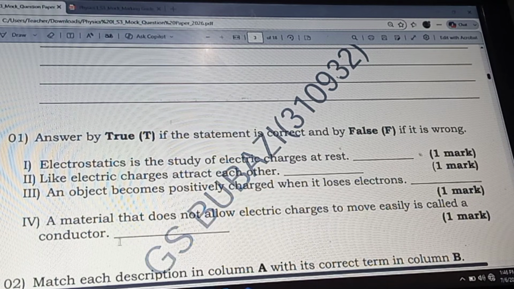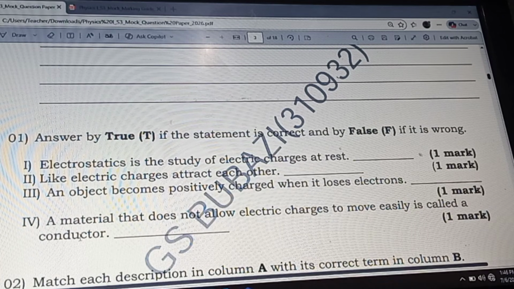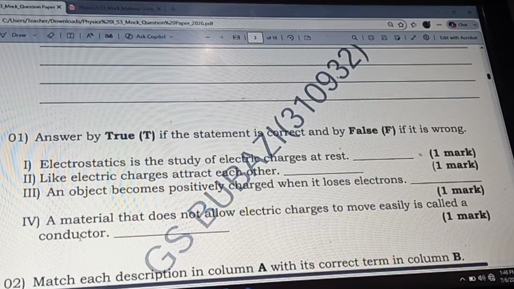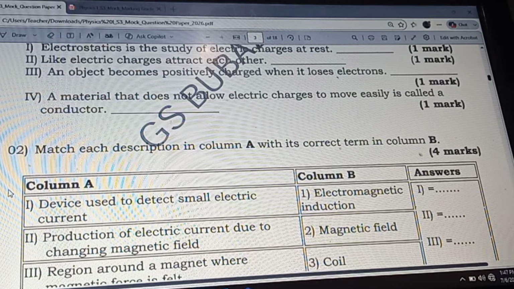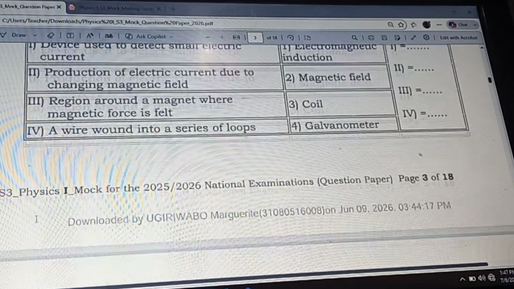IV. A material that does not allow electric charge to move easily is called a conductor. This statement is false because a conductor is a material that conducts electric charge, or that allows electric charge to move easily. Next question, match each description in column A with its correct term in column B.